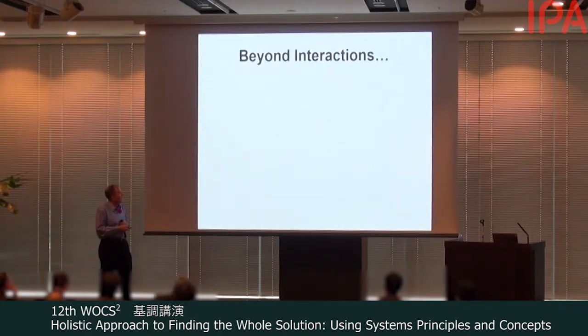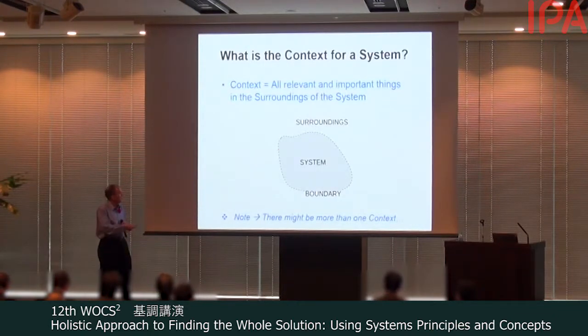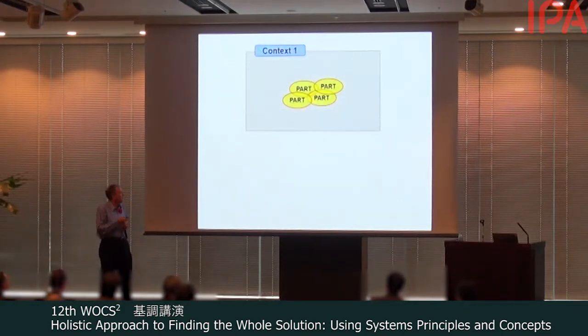So going beyond interaction, there's another key element, which is the context. So we saw a system is a boundary, and outside the boundary in the surroundings are elements that we interact with. So the context is really all things in the surroundings that are relevant to a proper system behavior. So let's look at 4 parts in one context. These will interact with things outside the boundary.